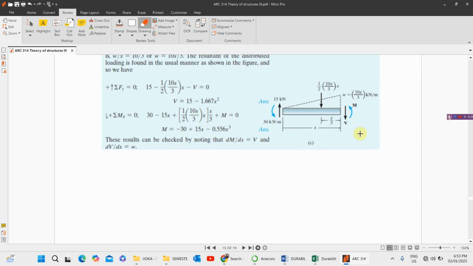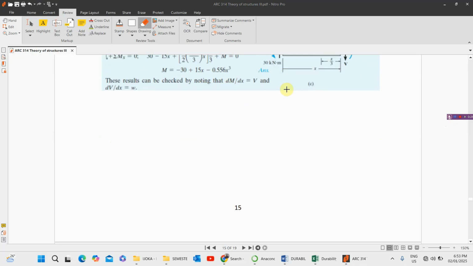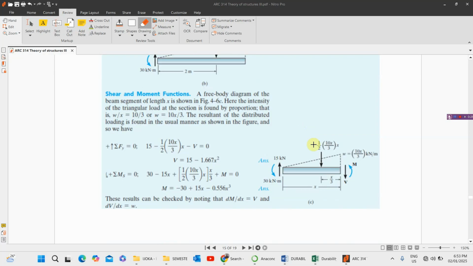So this can be checked by noting that dM/ds equals V and dV/ds equals w. You can do that calculation yourself and then see it out. Please, I want us to try and write it out and do the write-up. Feel free to ask questions in the comments on any area that is not clear enough so that I can explain better.